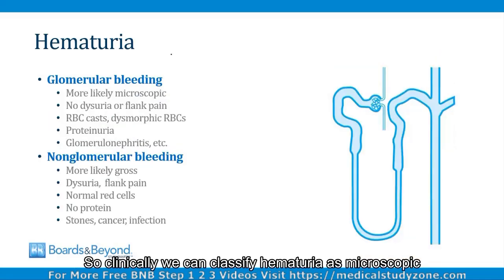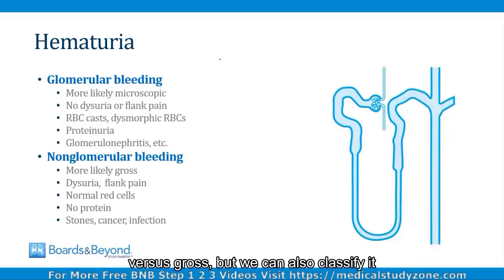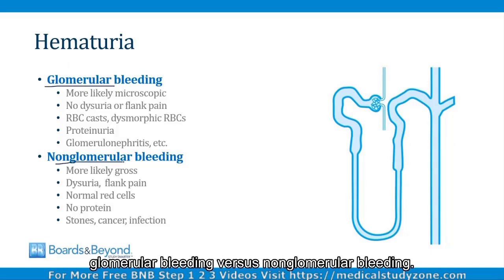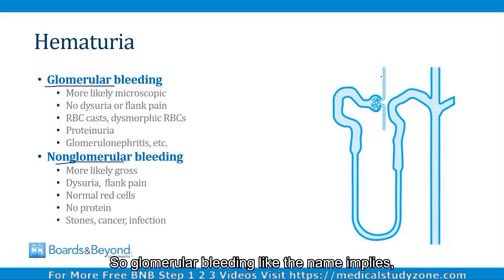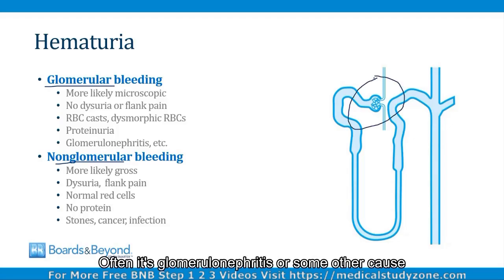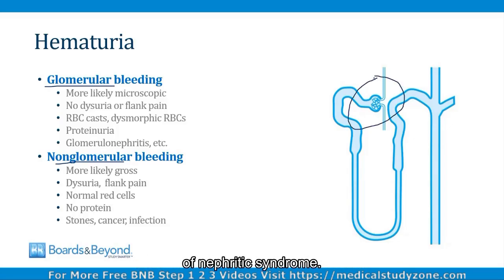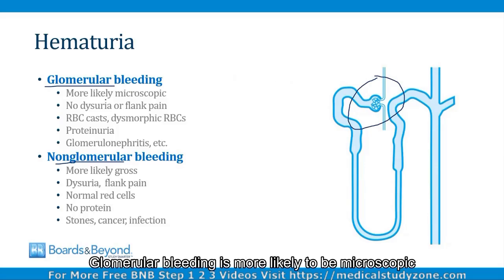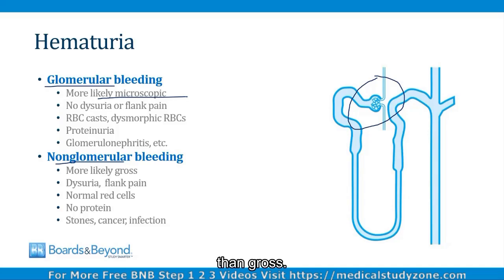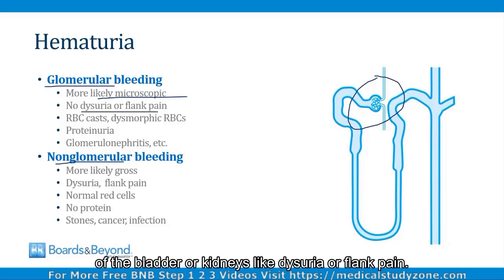So clinically, we can classify hematuria as microscopic versus gross, but we can also classify it in terms of the source of the bleeding. And when we do it that way, we talk about glomerular bleeding versus non-glomerular bleeding. So glomerular bleeding, like the name implies, is caused by some problem in the glomerulus. Often it's glomerulonephritis or some other cause of nephritic syndrome. Glomerular bleeding is more likely to be microscopic than gross. Patients won't have any symptoms of infection of the bladder or kidneys like dysuria or flank pain.